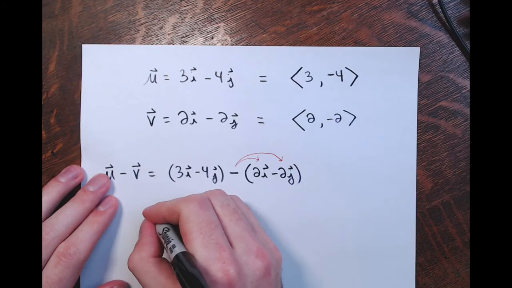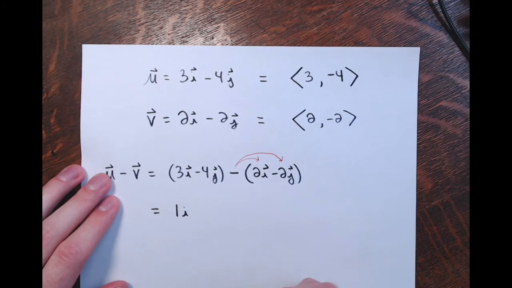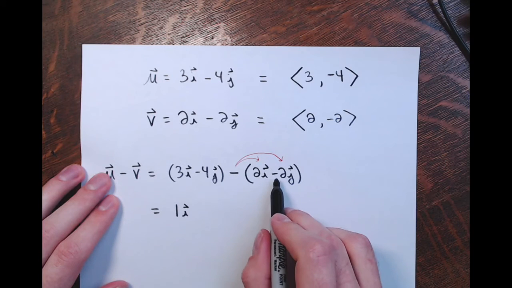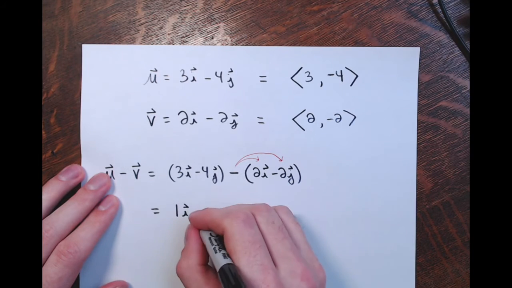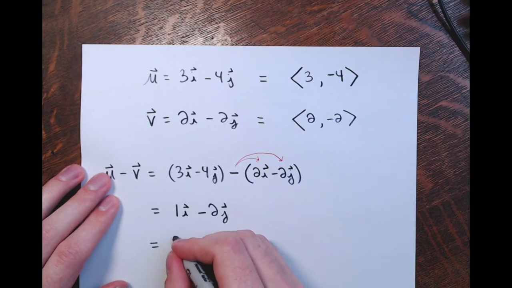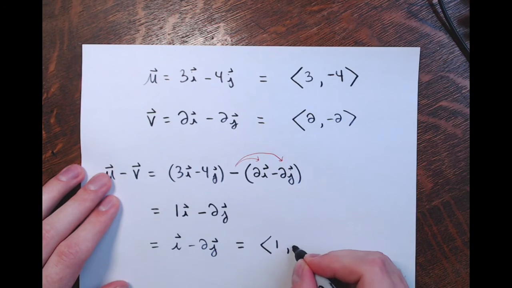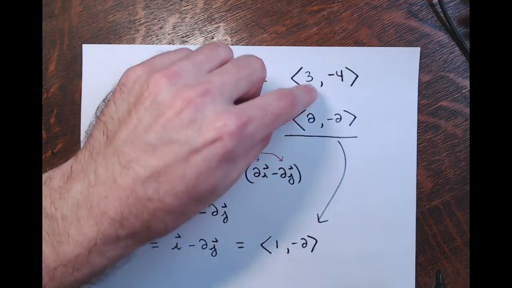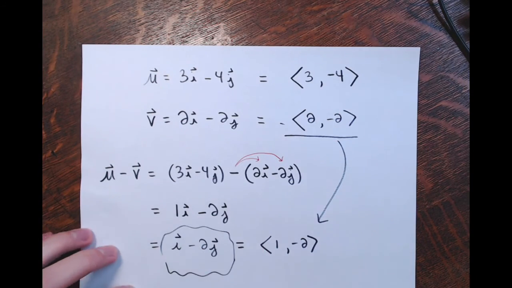But then I'd end up with 3i minus 2i, so that'd be 1i, or just i. And then negative 4j minus negative 2j. That'd be negative 4j plus 2j. It'd be minus 2j. And there you go. You don't have to write 1i, you could just write i minus 2j, which would be the vector with components 1, negative 2. Which you see, if I subtracted these, I would have ended up with that as well. 3 minus 2 is 1, negative 4 minus negative 2 is negative 2, same thing, but they wanted it in terms of this i and j.